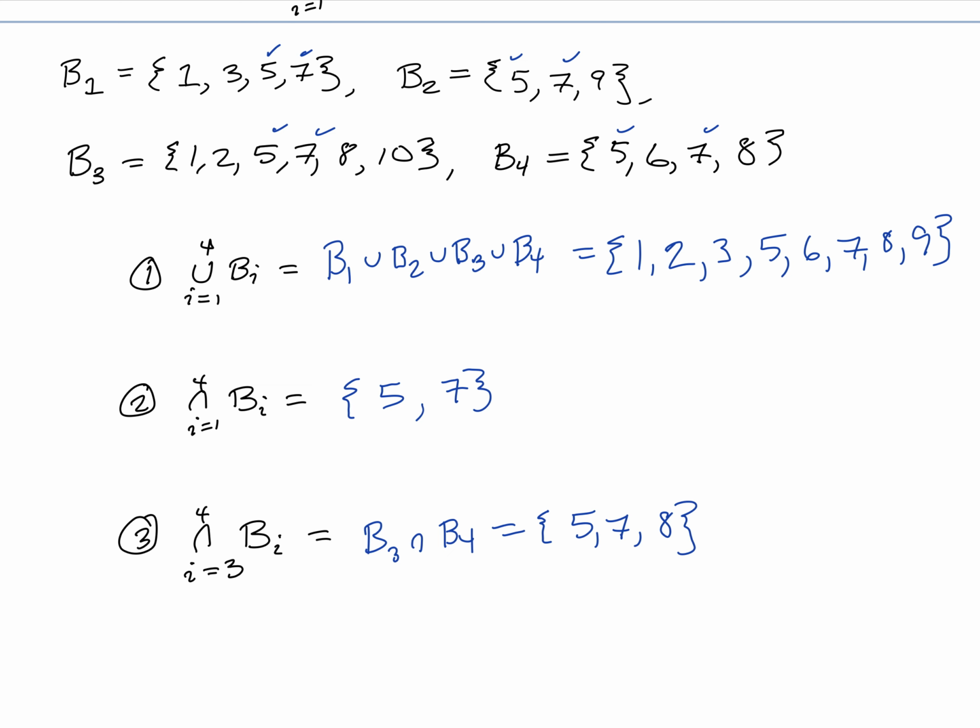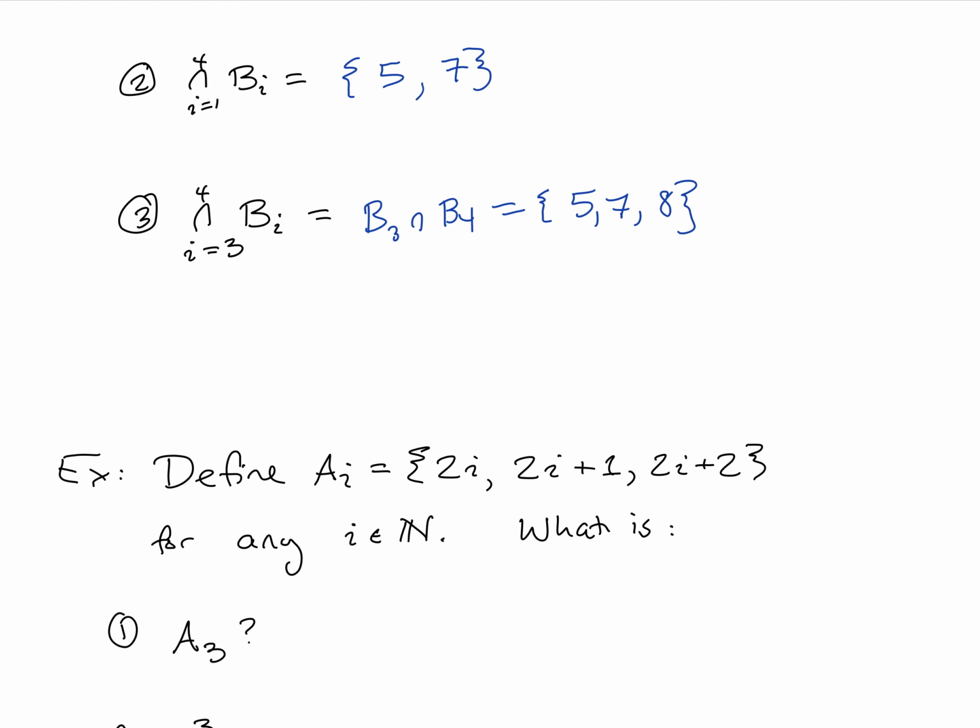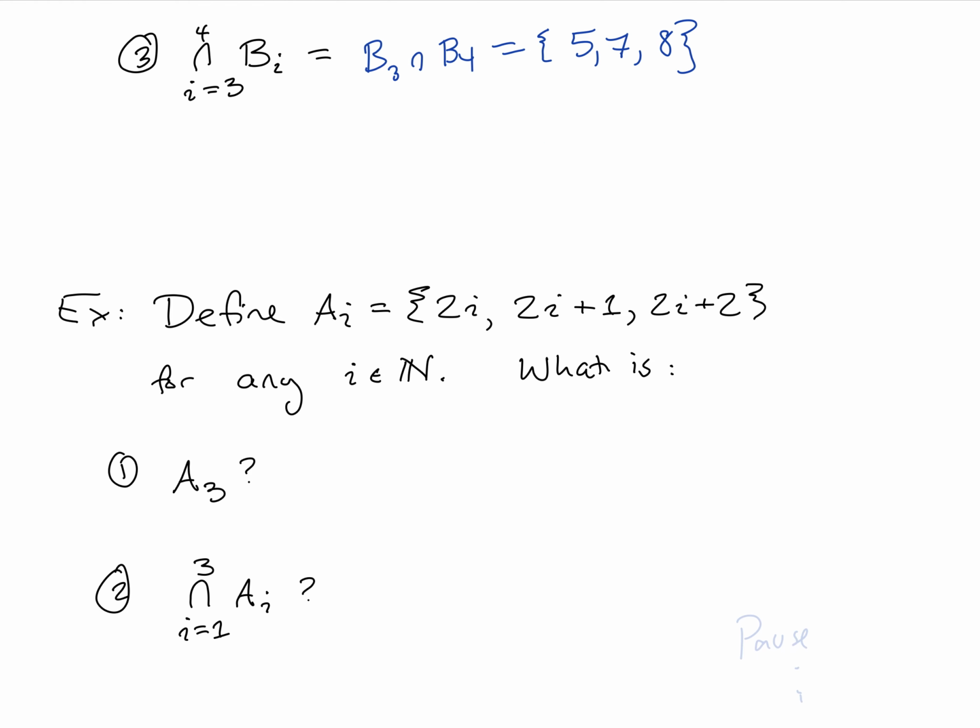Here's another example where Ai is defined more generally. The set Ai is the set containing 2i, 2i plus 1, and 2i plus 2 for any i in the natural numbers. I'd like you to find what is the set A3, and then what is the intersection from i equals 1 to 3 of the Ai. So again, pause and try this out.